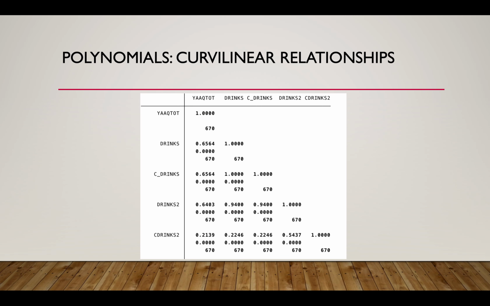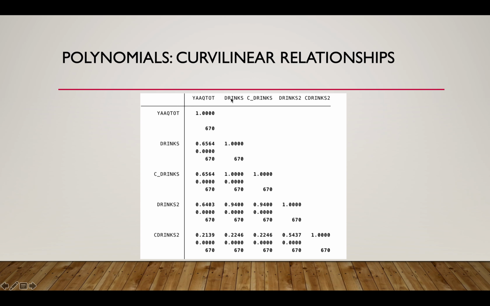Here's an example here. So we have an outcome variable, yak tote, and then we have the variable drinks, and you can notice that the correlation between number of drinks and alcohol problems is 0.65. We've centered drinks here, and again, it's 0.65. And then we have squared drinks here, okay, 0.65 or 0.64 with yak tote. And then we have squared the centered drinks here, and you can see that there's a dramatic reduction between drinks and yak tote, and that is because of this clustering.